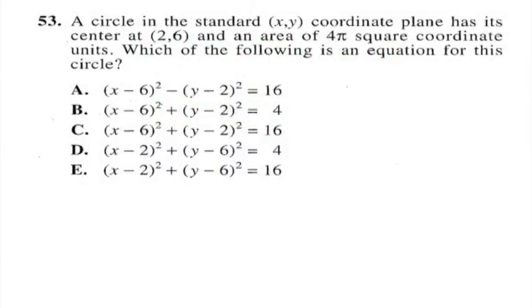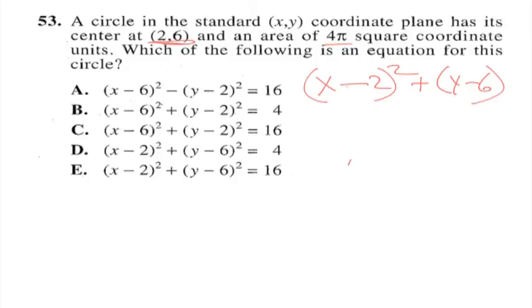Now let's look at number 53. Once again, we're going to do just like we did a minute ago, and it has its center at 2, 6. That's a positive 2, which means we're going to have an x minus 2 squared. It's a positive 6, which means it's going to be a y minus 6, and it has an area of 4 pi. So we're like, well, I need radius squared. What is my radius squared?